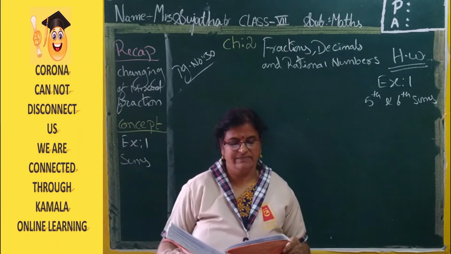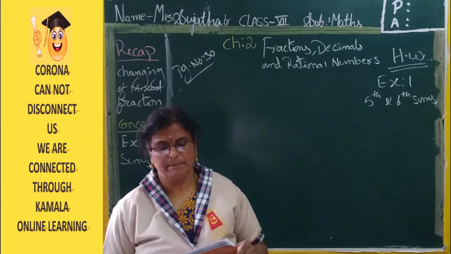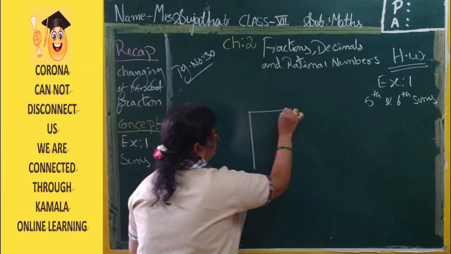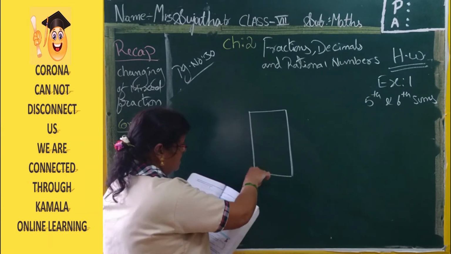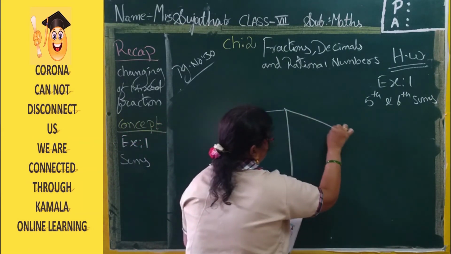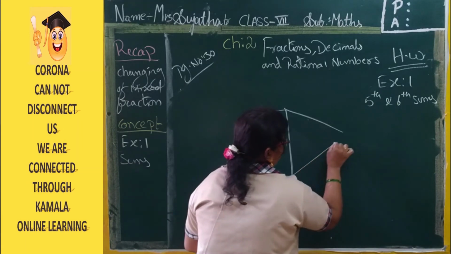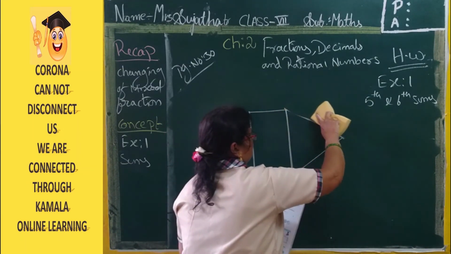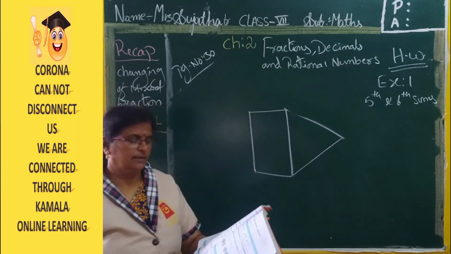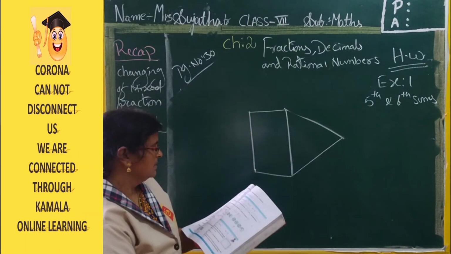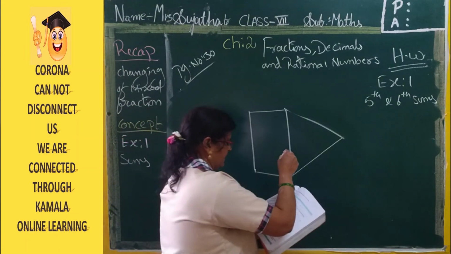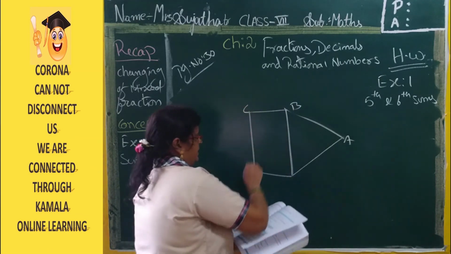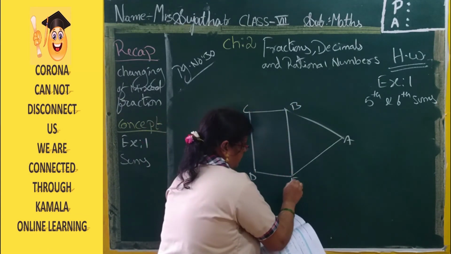Okay? See what is given in this question. Find the perimeter of. See, the diagram I will draw first. See, one rectangle is there, and one triangle. One rectangle and one triangle they have given. Then the measurements. The points are A, B, C, D, E.